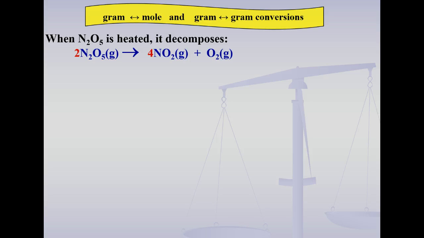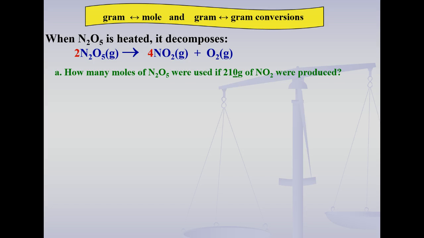Alright, when dinitrogen pentaoxide is heated, it's going to decompose according to this balanced equation. Keep in mind, I'll never give you the balanced equation, only in these videos, so you luck out with that. Alright, this is the problem. We want to know how many moles of the dinitrogen pentaoxide were used if 210 grams of nitrogen dioxide were produced.